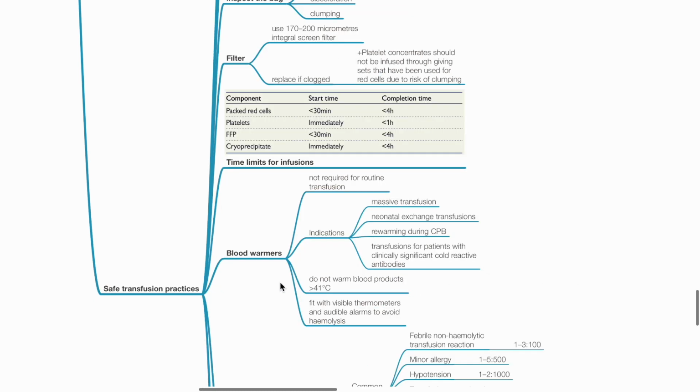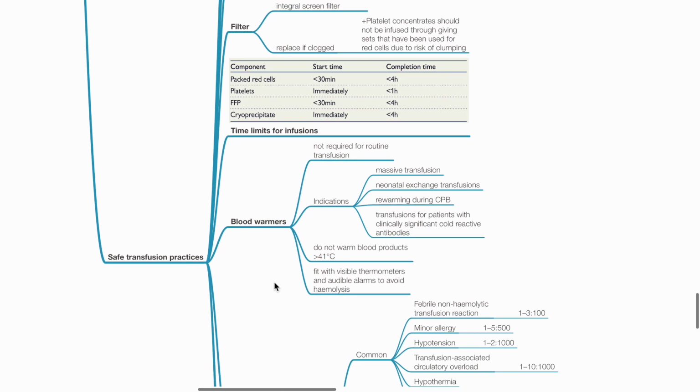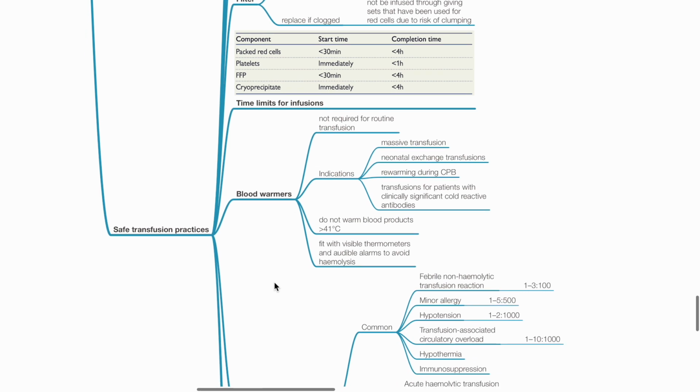Blood warmers are not required for routine transfusion, but are indicated in massive transfusion, neonatal exchange transfusion, rewarming during CPB, and transfusions for patients with clinically significant cold reactive antibodies. Do not warm blood products beyond 41 degrees Celsius. Fit with visible thermometers and audible alarms to avoid hemolysis.